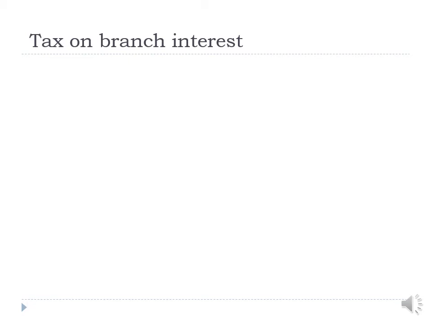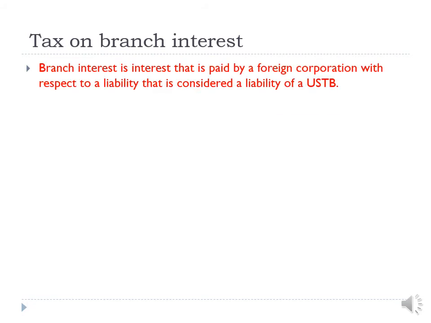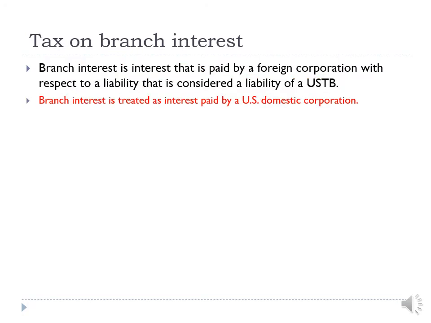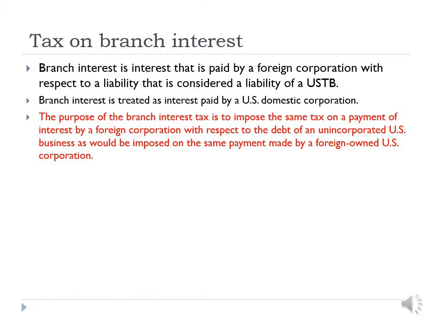Now let's turn to the special tax rules for branch interest. Branch interest is interest that is paid by a foreign corporation with respect to a liability that is considered a liability of a U.S. trade or business. Branch interest is treated as interest paid by a U.S. domestic corporation. The purpose of the branch interest tax is to impose the same tax on a payment of interest by a foreign corporation with respect to the debt of an unincorporated U.S. business as would be imposed on the same payment made by a foreign-owned U.S. corporation.